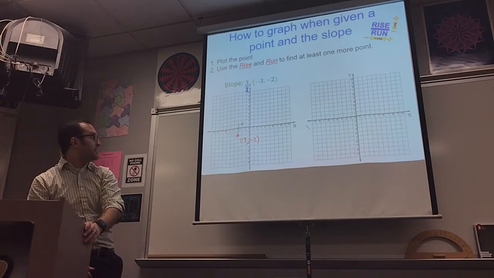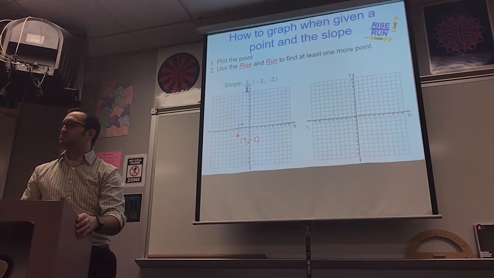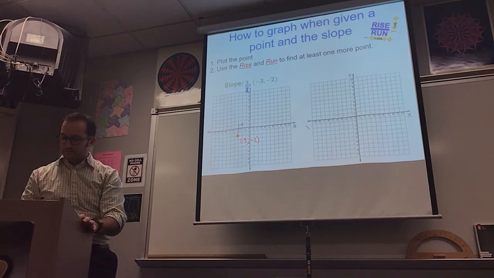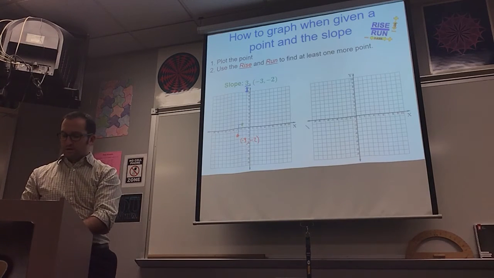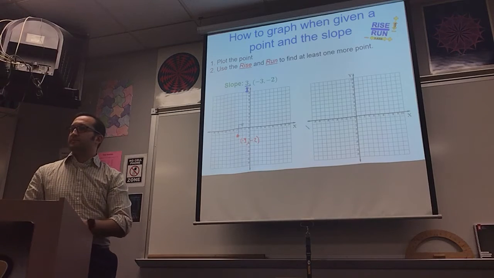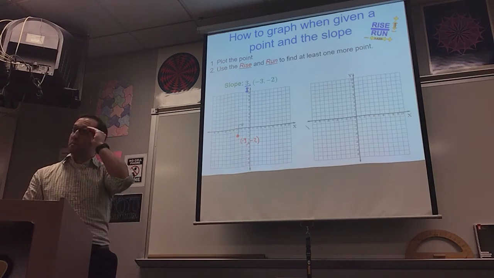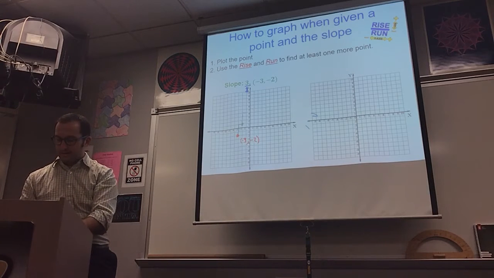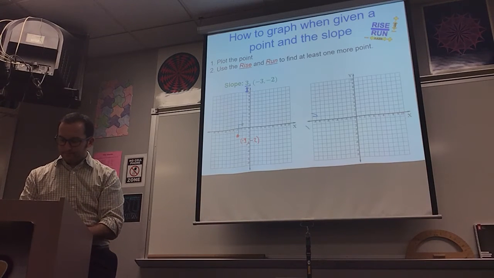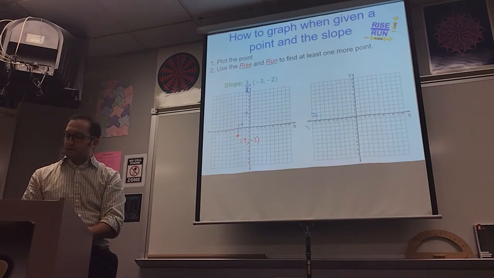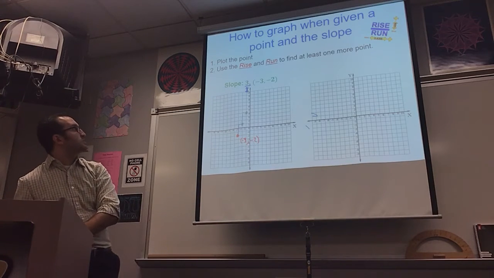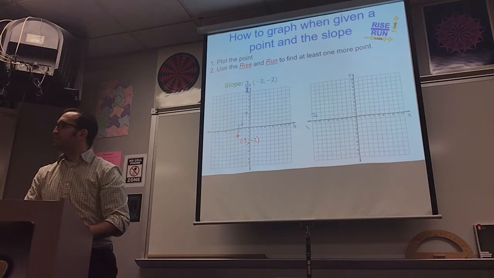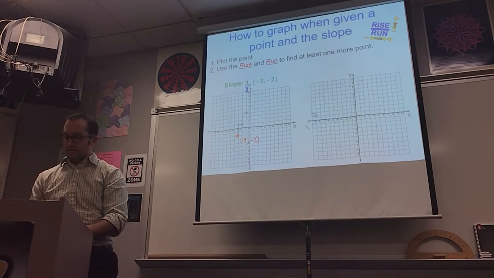Now, to be honest with you, that's not enough for me to make a nice line. I can't draw a nice line, so what can I do? Make another point. How do I do it? Up 3 over 1. I go up 3 over 1, and I get another point. It says use the rise and the run to find at least one more point. You should probably find several, enough to be able to draw a nice straight line.